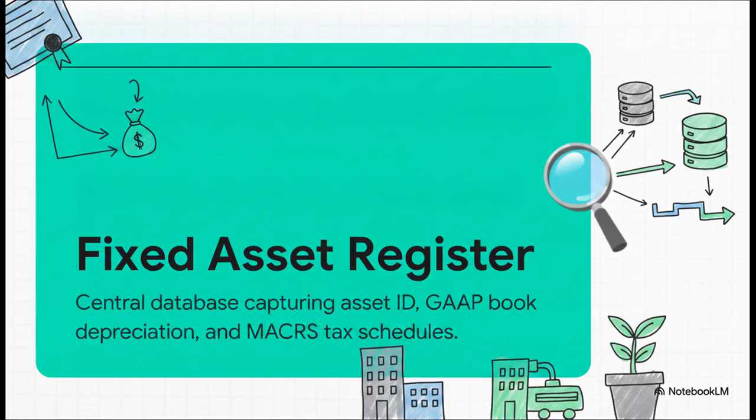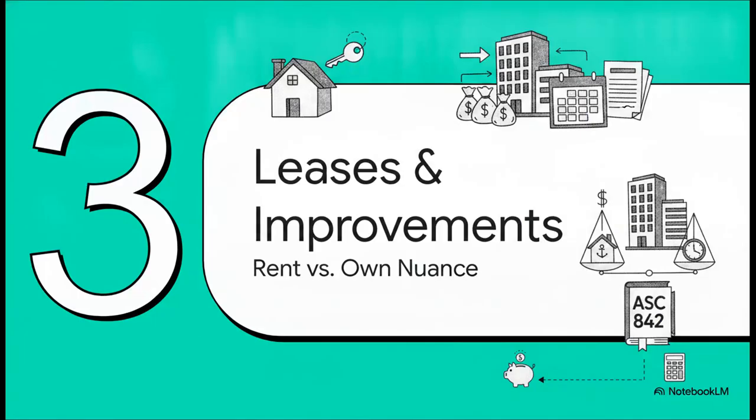Now, when this asset is born, it needs a birth certificate, right? In the accounting world, we call this the Fixed Asset Register, or the FAR. This central database is everything. It doesn't just hold an ID number and a location, it dictates the asset's entire financial destiny. From day one, it captures both the GAAP book depreciation schedule for financial reporting and the MACRS tax depreciation schedule for the IRS. Section 3, Leases and Leasehold Improvements, the rent versus own nuance.